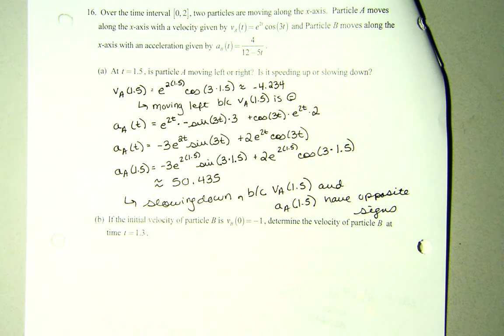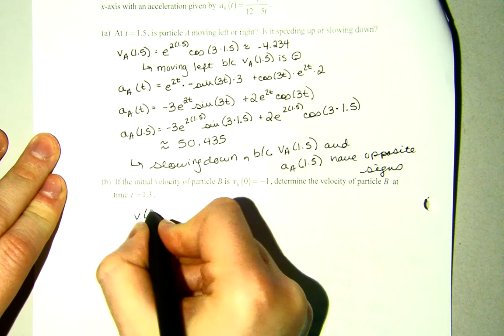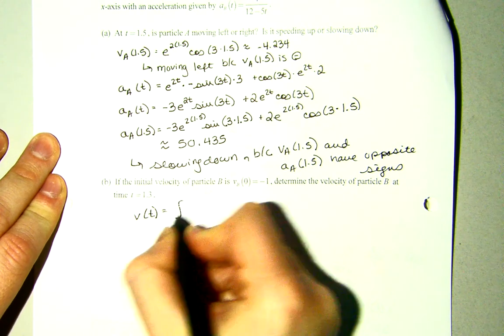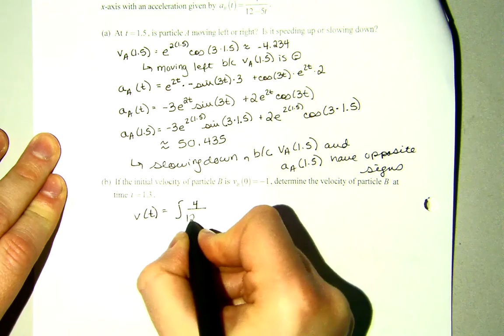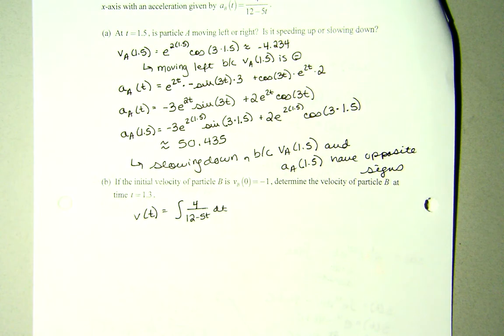The initial velocity of particle B is -1. Find the velocity at time 1.3. I need a velocity function. How do you get the velocity? Integrate. This is kind of like what we just did. Your velocity should be the integral of 4 over 12 minus 5t dt. You're going to integrate that thing, and when you're done, you're going to use this VB of 0 equals -1 to find your particular constant. Go do that. This, for right now, should be without a calculator.